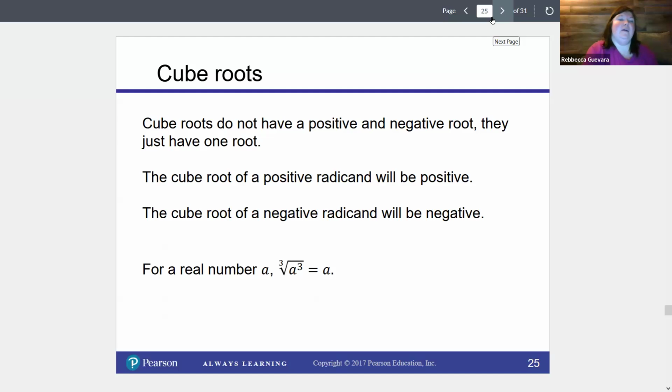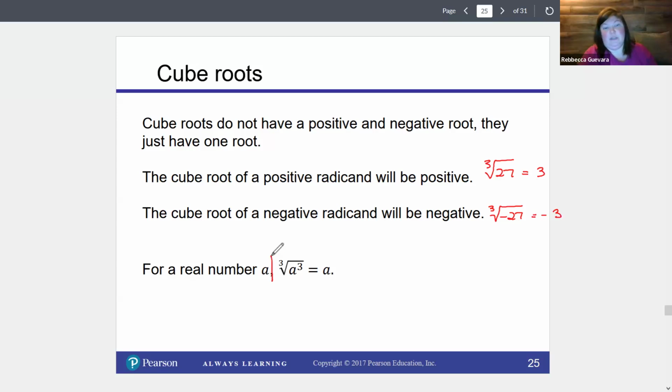Sorry about that. So like I said, cube roots do not have a positive and negative root. They have just one root. It could be positive, it could be negative. If you're taking the cube root of a positive radicand, then it's going to be positive. The cube root of a negative radicand will be negative, like we saw here. Cube root of 27. 27 is positive, the root is positive. The cube root of negative 27, that's negative, the root is negative.